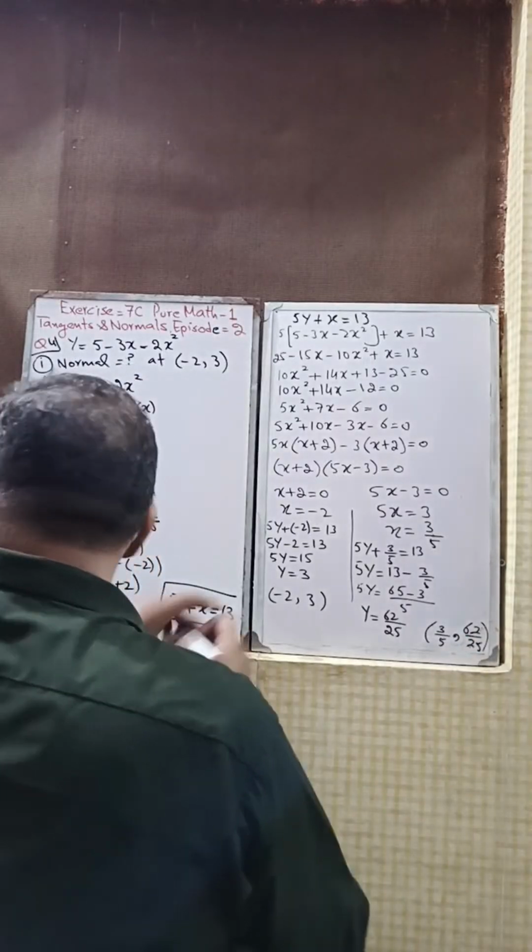Let me check that is the answer right. I hope that this is right. He says it is 0.6. It's 0.6. Okay, let's check. 3 divided by 5, that is 0.6. Okay. And 62 divided by 25, and that is 2.48. Their answer is also 2.48. Okay. So our answers are good, sir.